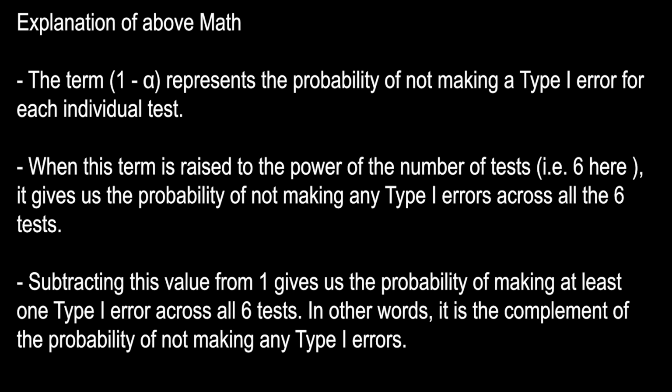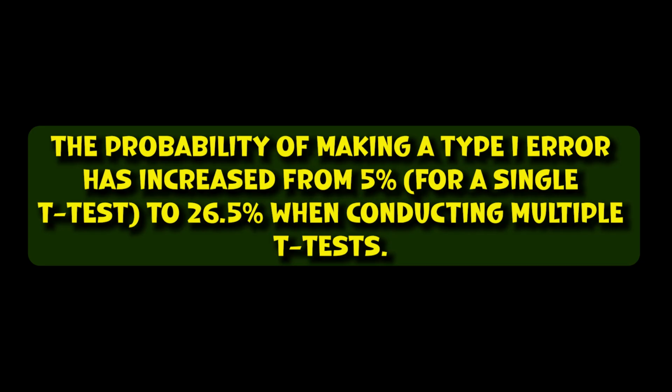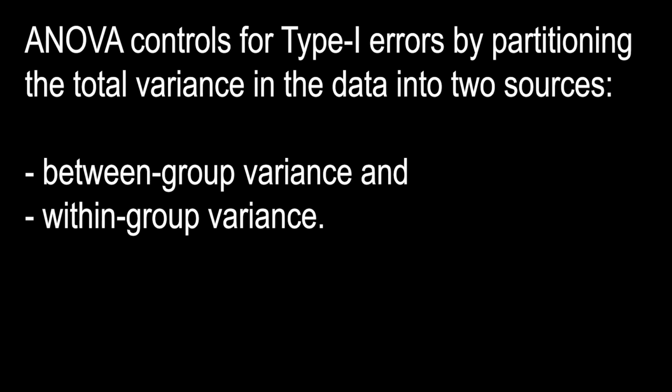So as you can see, the probability of making type 1 error has increased from 5% for a single t-test to 26.5% when conducting multiple t-tests, that is for all the 6 t-tests. So to control for this increased risk of type 1 error, we use ANOVA, which allows us to compare the means of multiple groups simultaneously while maintaining a single alpha level.